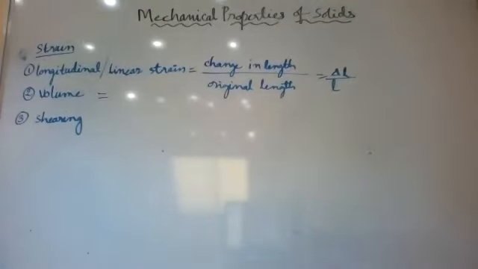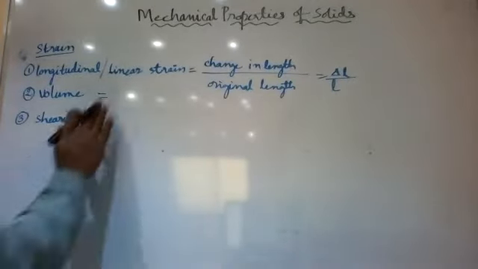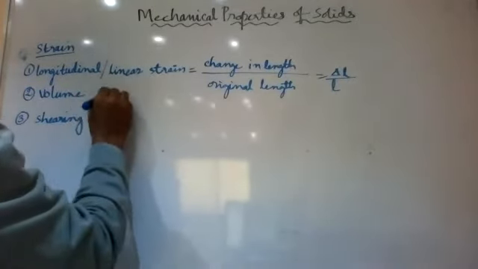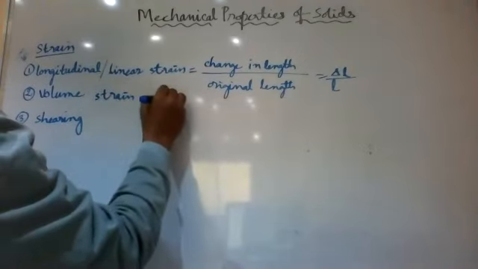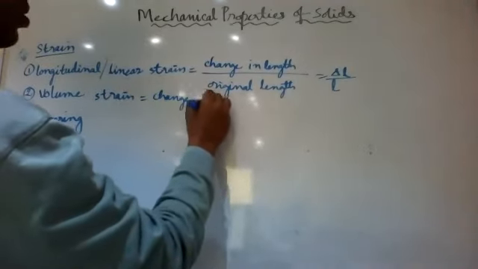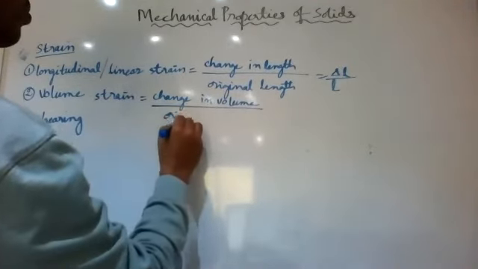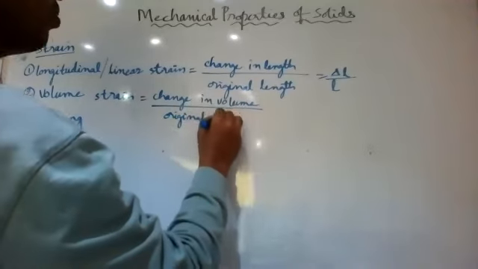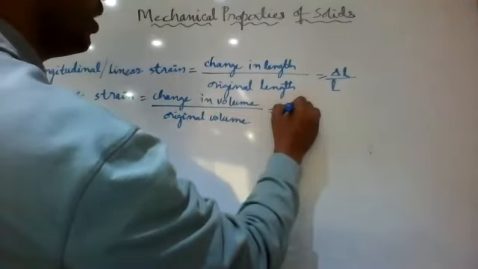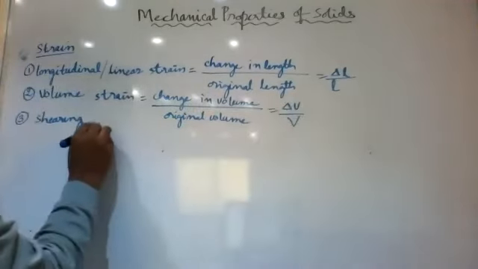The next one is volume strain. Volume strain is the change in volume divided by the original volume. So that is equal to delta V by V. Third one is shearing strain.